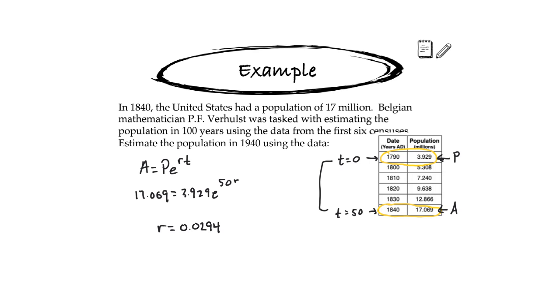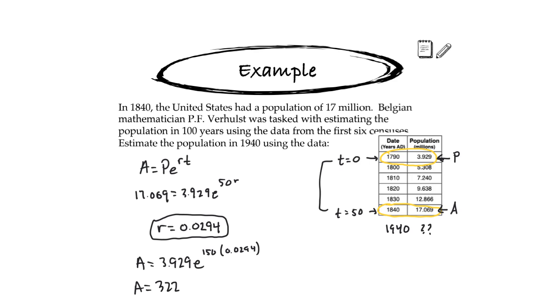If I want to estimate the population in 1940, that's 150 years later. I'm going to use the same growth rate that we saw over the course of the first 50 years. And that'll tell me that the population in 1940 would be 3.929 e to the 150, the number of years that have elapsed between 1790 and 1940, times 0.0294, which will give us a US population of 322 million people. 322 million 152,000 to be more exact.